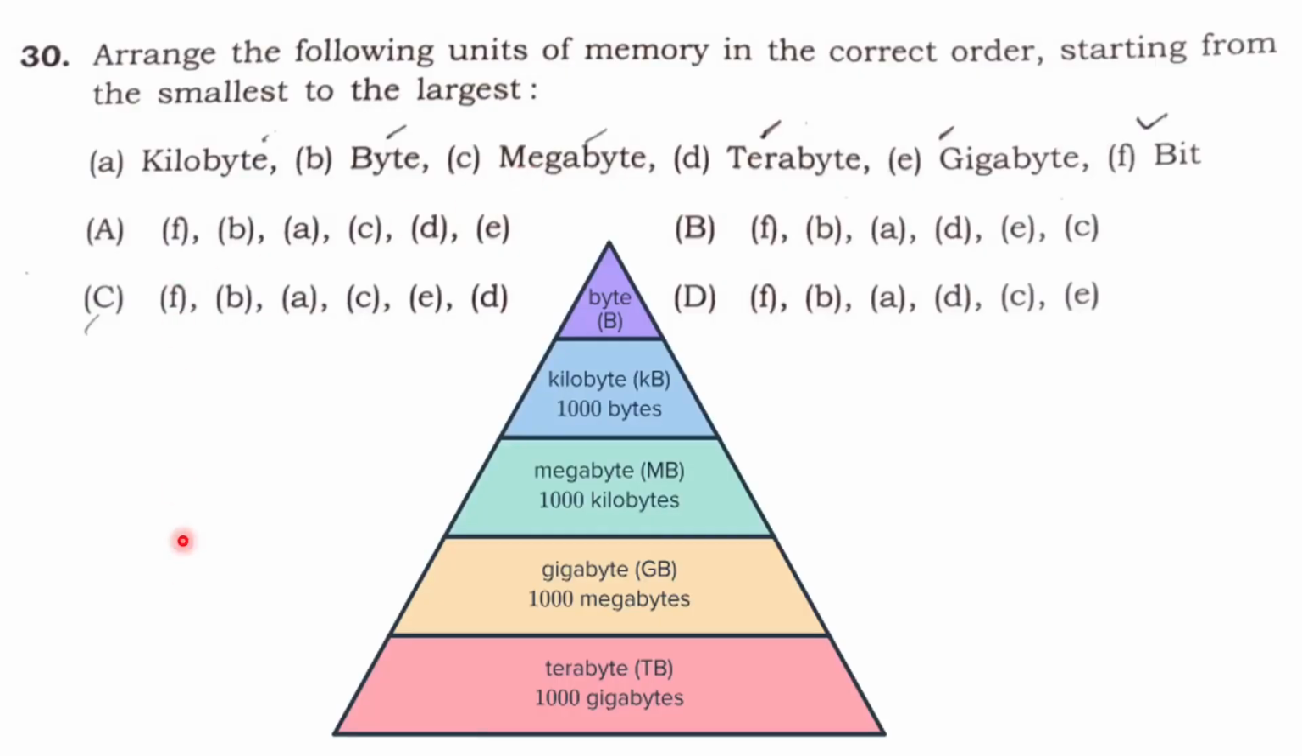Next question, we have to arrange the units of memory in the correct order, starting from the smallest to the largest. So here clearly the answer is given to be C. So first comes bit and then the arrangement occurs. So 1 byte, then kilobyte, megabyte, gigabyte and then terabyte. So only option C here fits the demand.